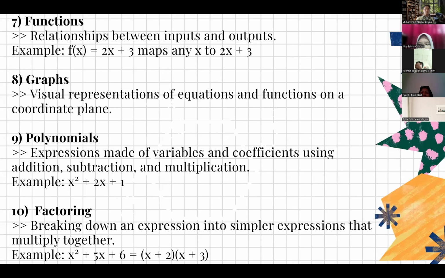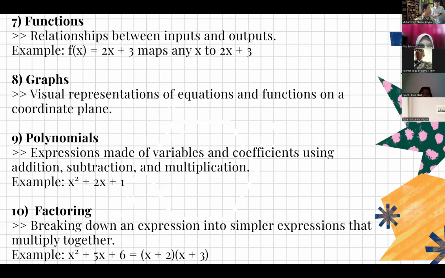For example, the function f of x is equal to 2x plus 3, which maps any x to x plus 3.